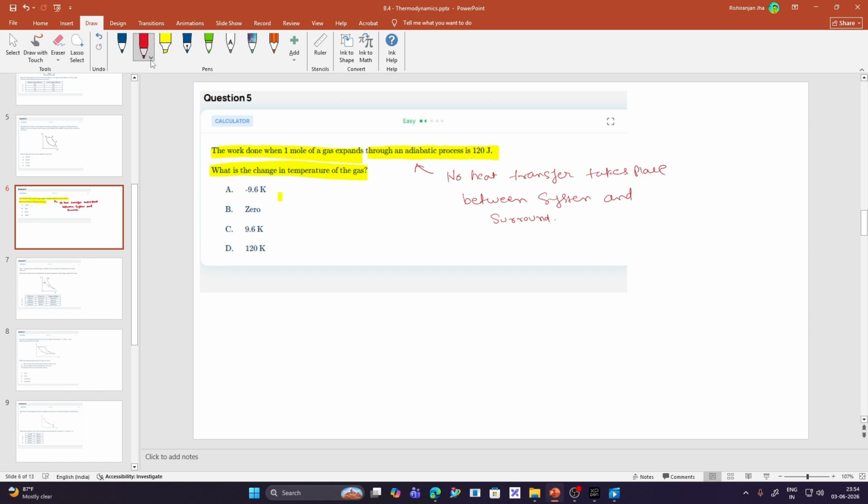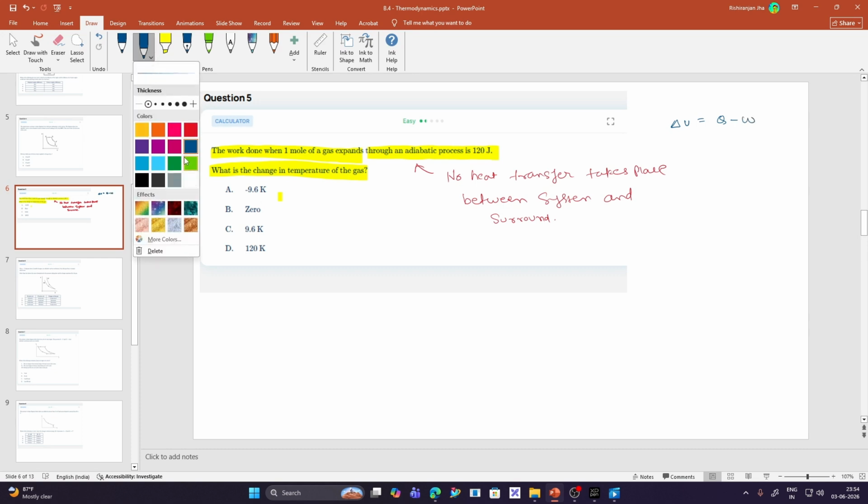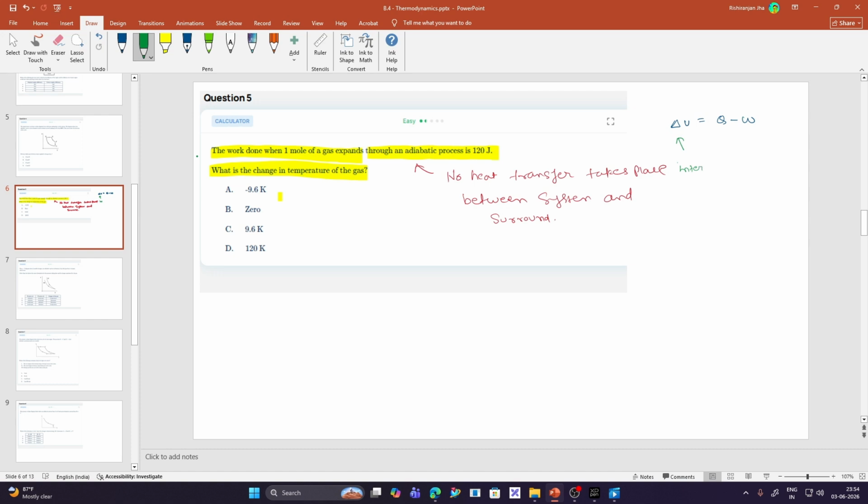Now we will be using two equations to solve for the change in temperature of the gas. We know that delta U is equal to Q minus W. What is delta U? Delta U is internal energy. What is Q? Q is the heat. And what is W? W is work done.